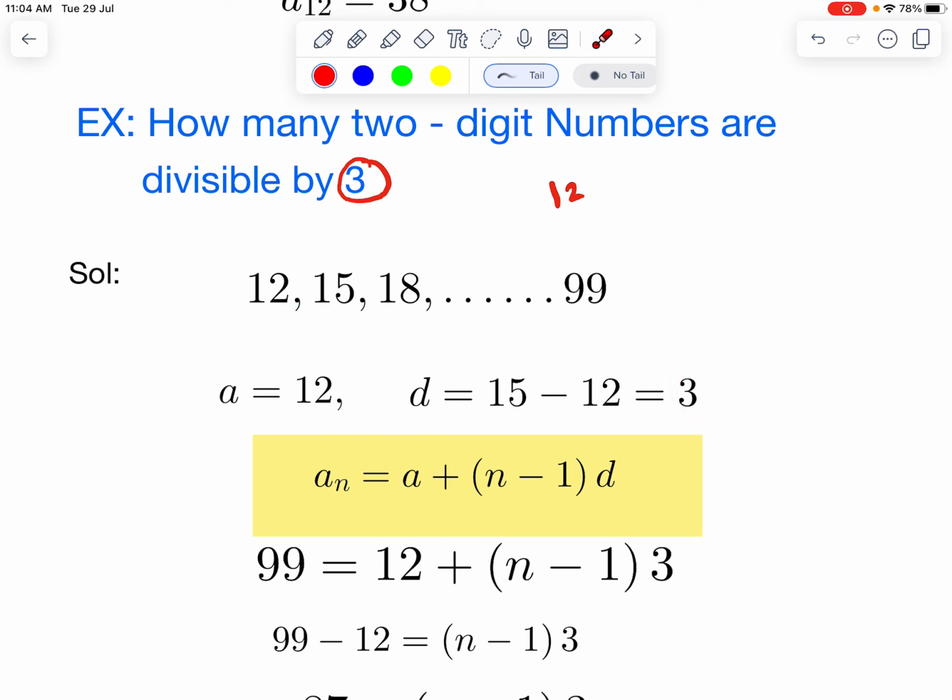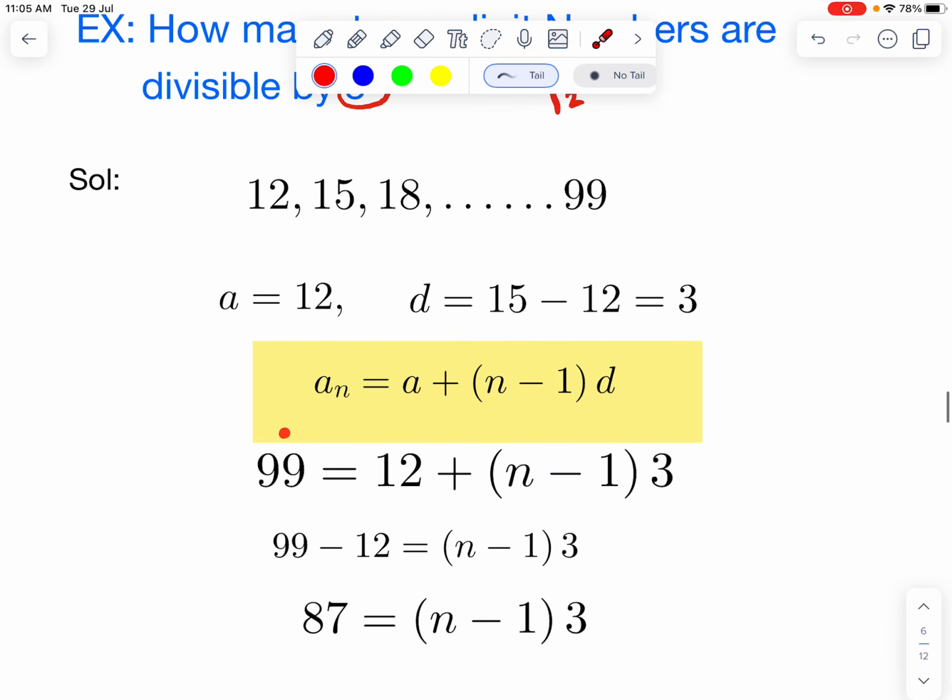Then formula an is equal to a plus n minus 1 into d. We know the last term. The last term is equal to 99. 99 is equal to 12 plus n minus 1 into 3. Here we want to find the value of n. How many 2-digit numbers? They are asking the value of n.